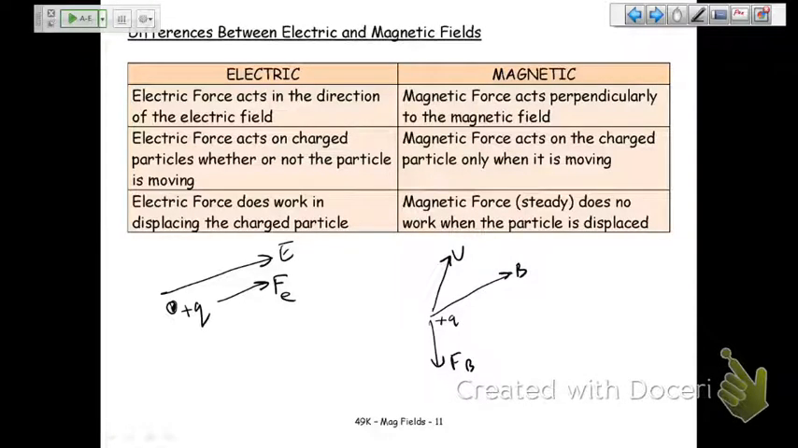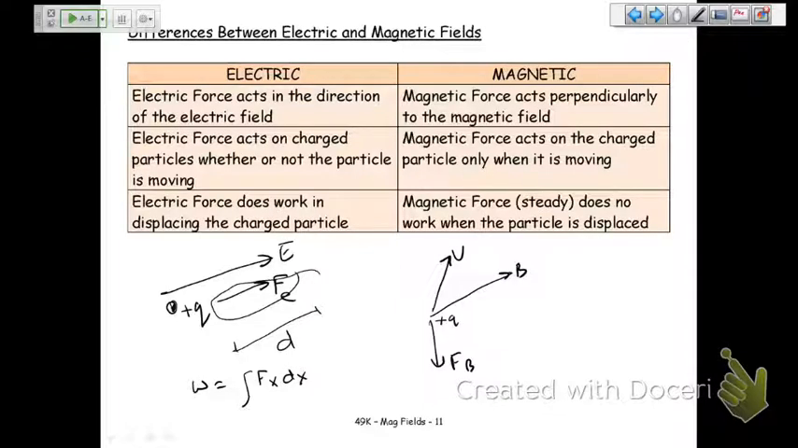So that's different. Electric force acts on charged particles whether or not the particle is moving. Magnetic force acts on a charged particle only when it's moving, and it gets bigger the faster it moves. Electric force does work in displacing the charged particle when the force is in the same direction as your displacement, because work equals the integral of F dx. Remember that? Work equals force times displacement.